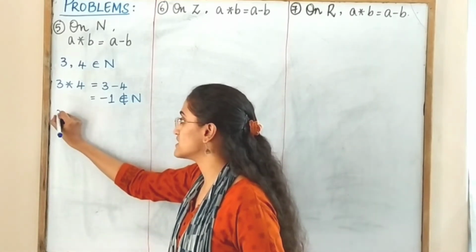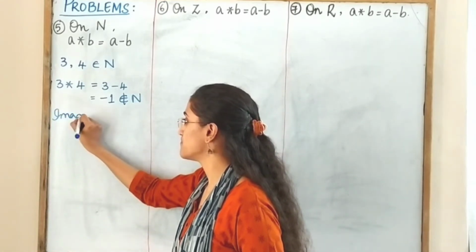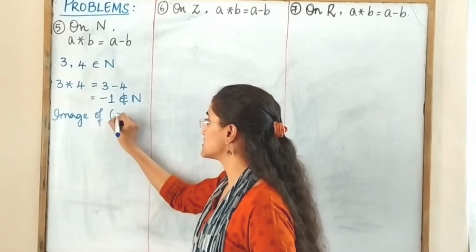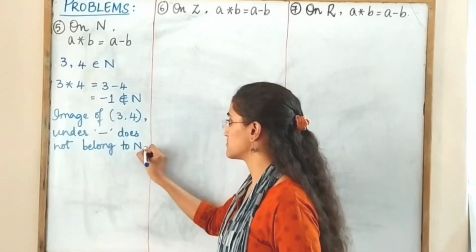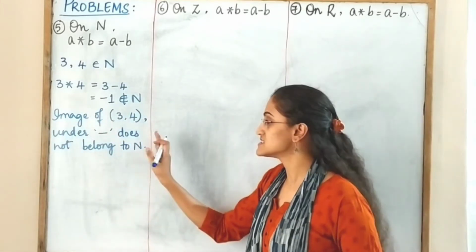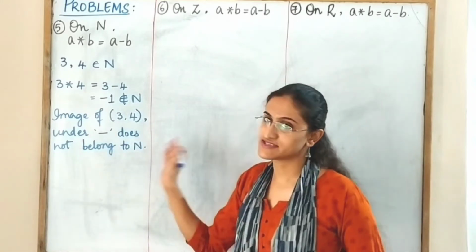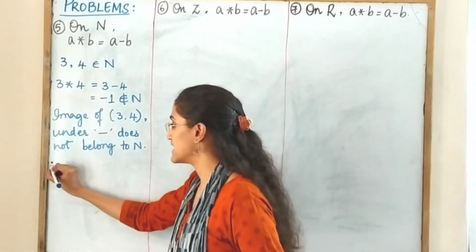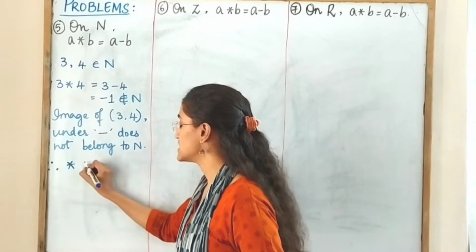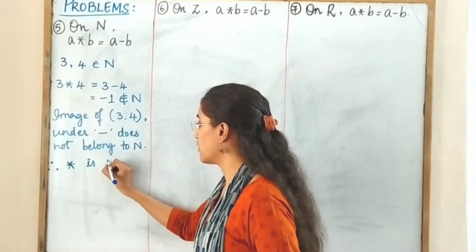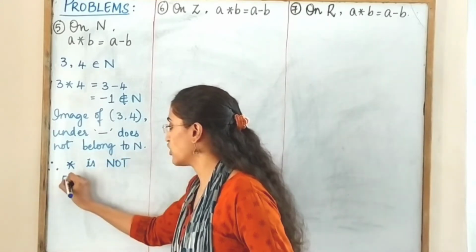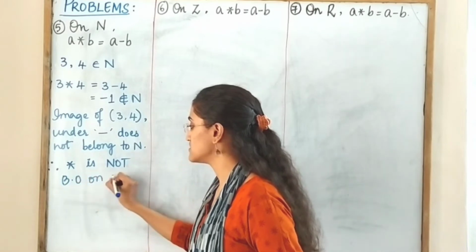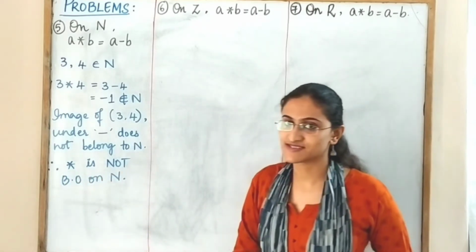Therefore, you may conclude that the image of (3, 4) under minus does not belong to the set of natural numbers, and hence you can conclude that star is not a binary operation on the set of natural numbers.